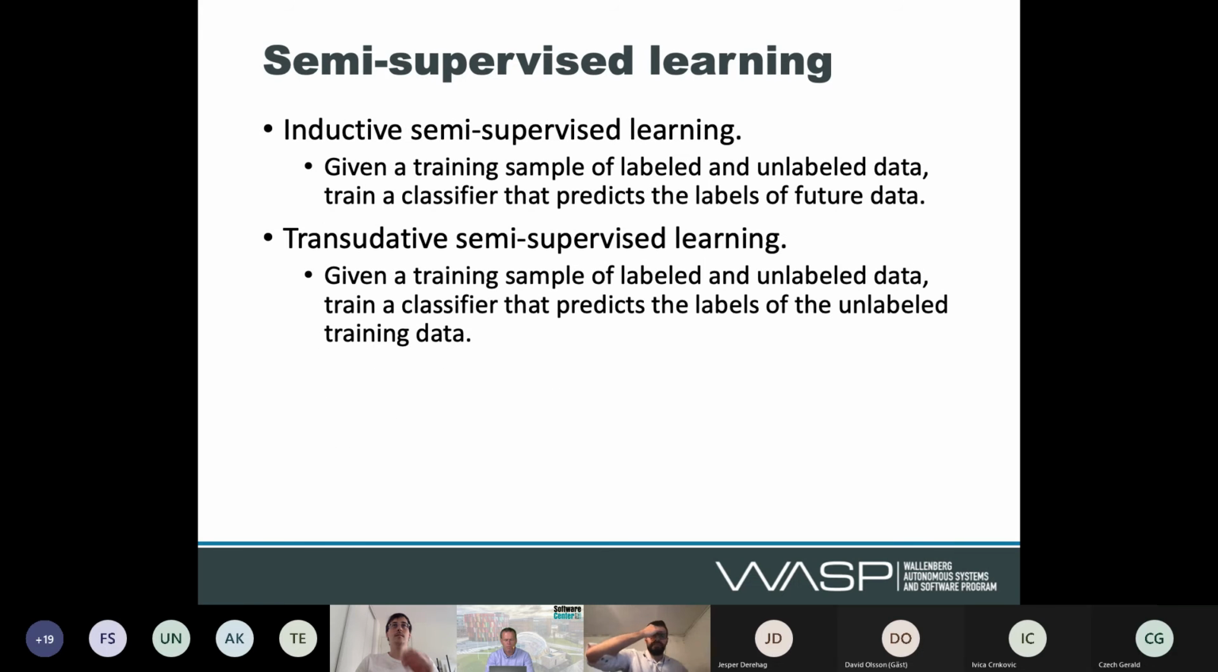And we can basically divide semi-supervised learning into two categories. First, inductive semi-supervised learning. Given a training sample of labeled and unlabeled data, we train a classifier that predicts labels for future or incoming data. And then we have something called transductive semi-supervised learning. Here you're given a training sample of labeled and unlabeled data, and then you train a classifier only for the purpose of labeling the instances that you already have. So if you just want labels for the unlabeled data, then you can use transductive semi-supervised learning. Generally, they don't work on new data.